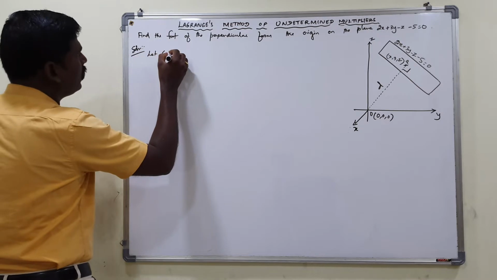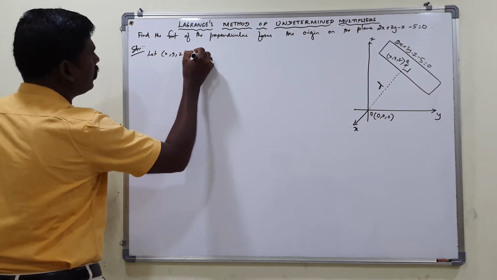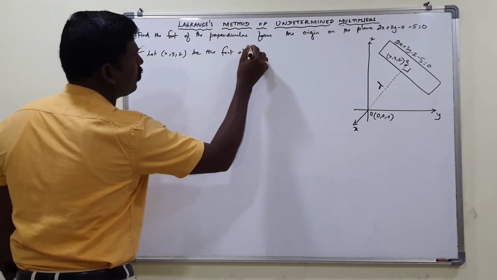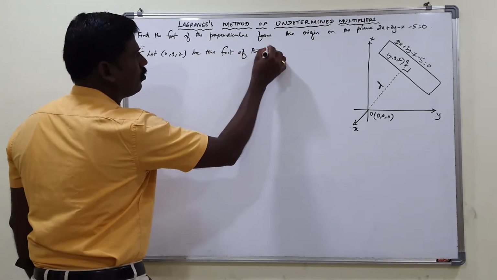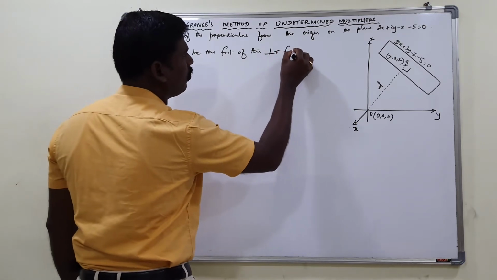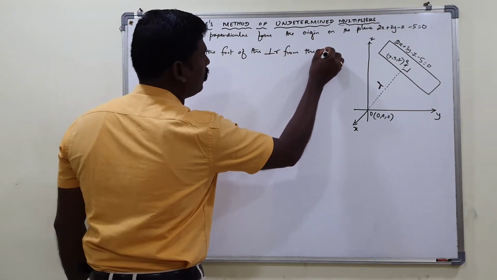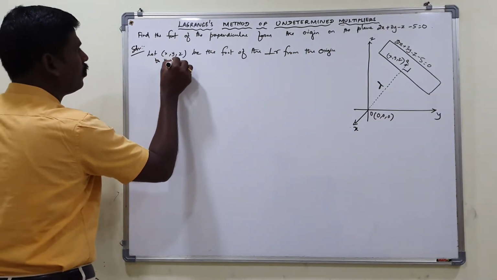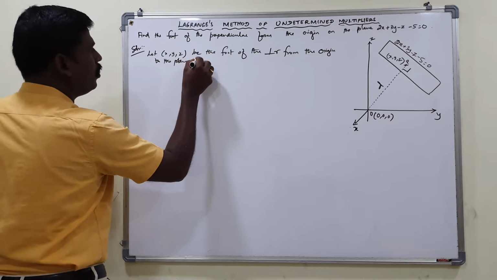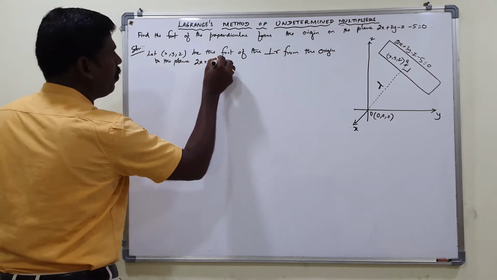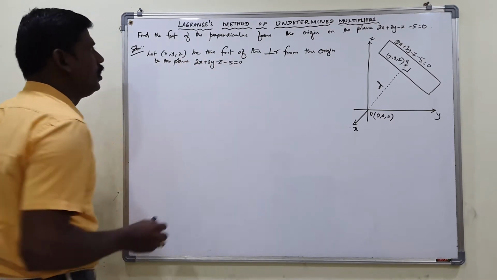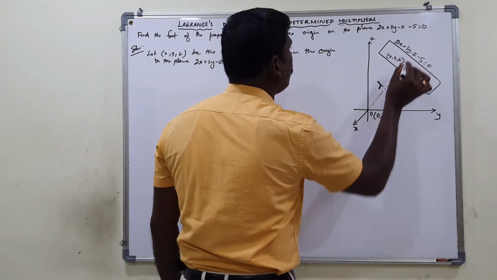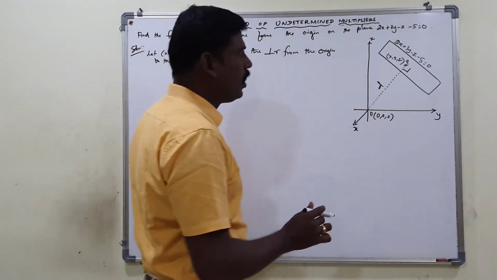Let x, y, z be the foot of the perpendicular from the origin to the plane 2x plus 3y minus z minus 5 equal to 0. So I am taking this point as x, y, z. I am going to find out the point x, y, z using Lagrange's method of undetermined multipliers.